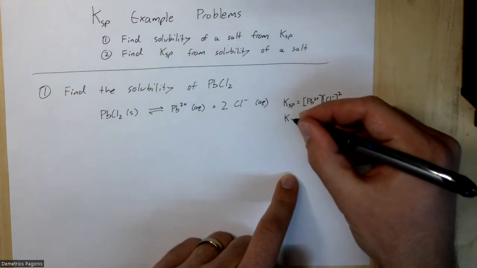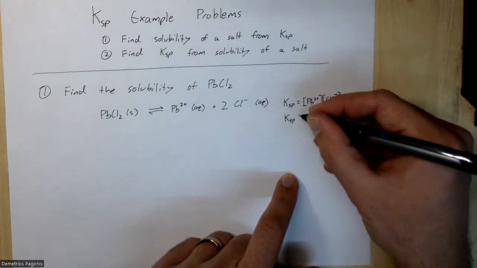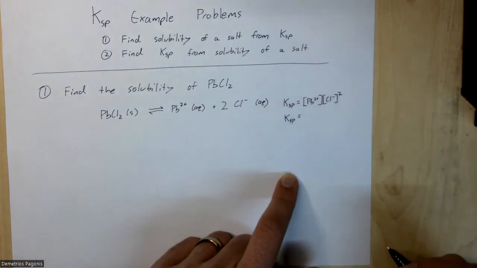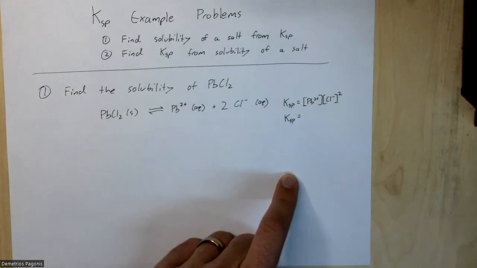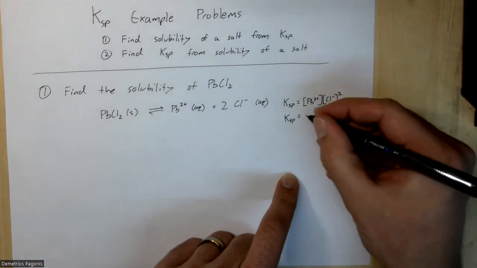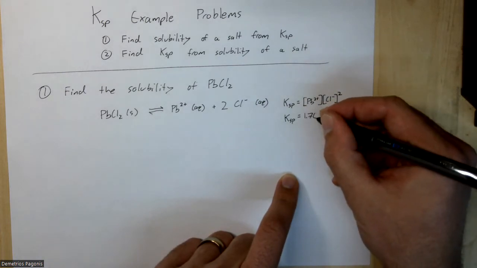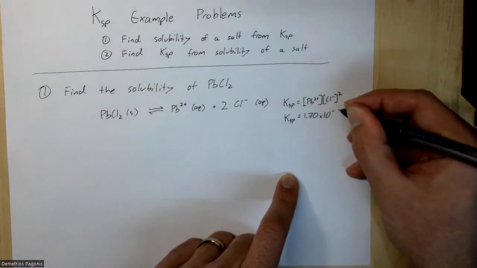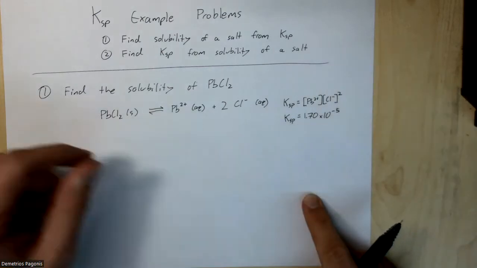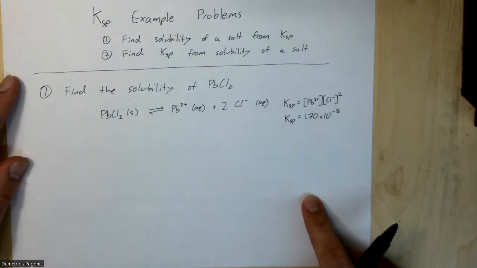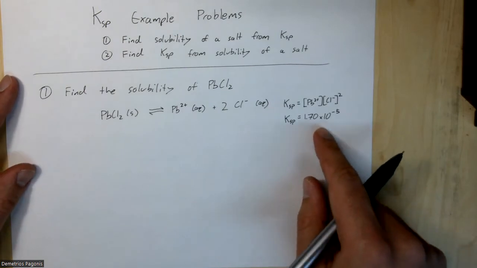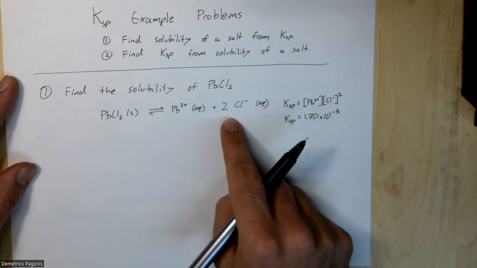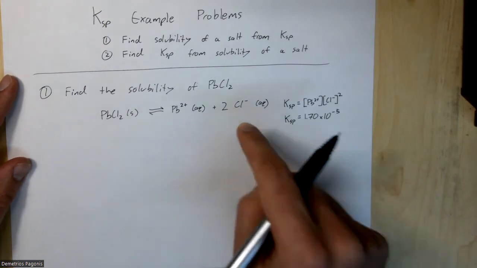Now, if you look in a textbook or on the link provided in the pre-lab, you can get values for Ksp, for these solubility product equilibrium constants. And for lead chloride, that value is 1.70 times 10 to the minus 5. And from this value, if we're given Ksp, we can find how much lead chloride will dissolve when we add it to water, right? So we can find the solubility of lead chloride.